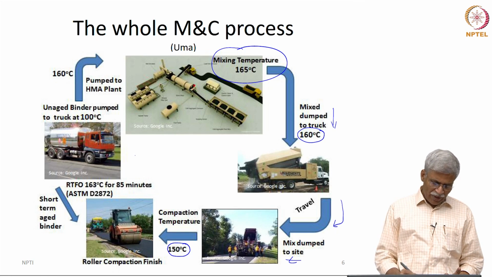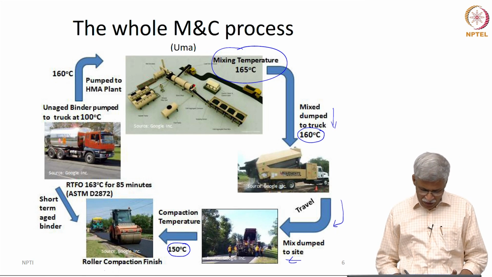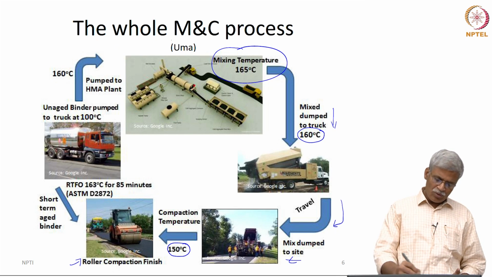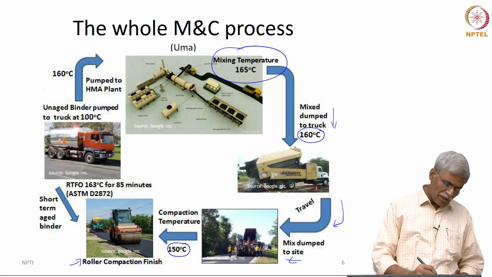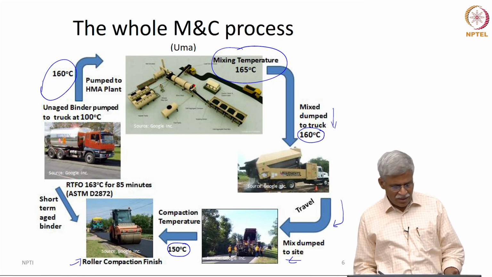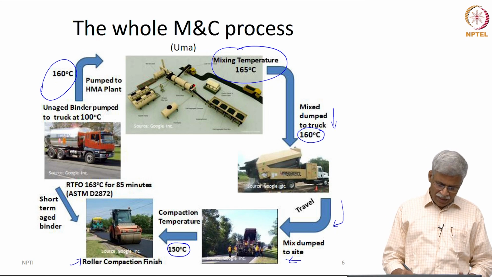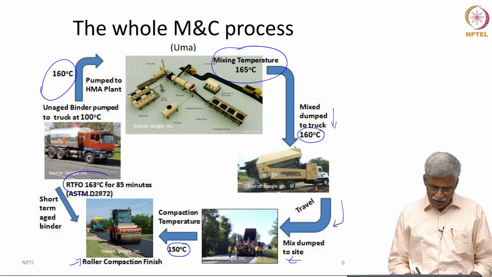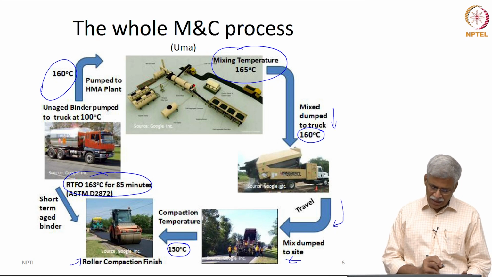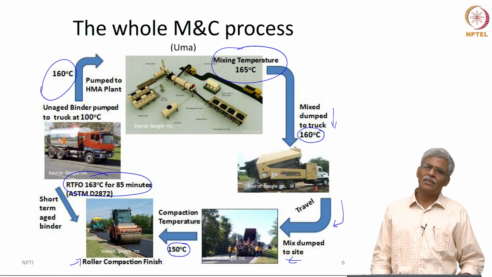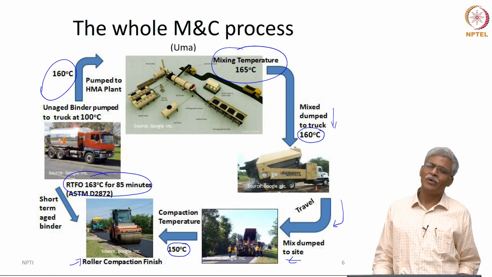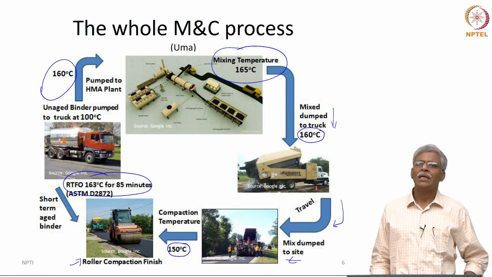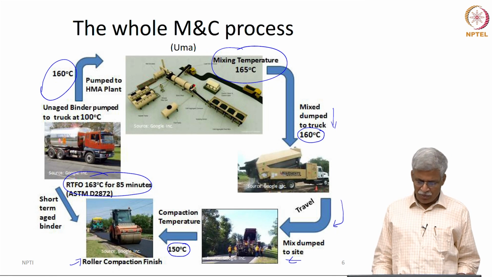Finally, you finish the roller compaction here. If you look only at the binder behavior, you take a binder at 160 degrees centigrade, and when it goes through this whole process, there is a short term aging that happens at 163 degrees centigrade for 85 minutes, and we have already discussed this in the lecture on aging of bituminous binders.